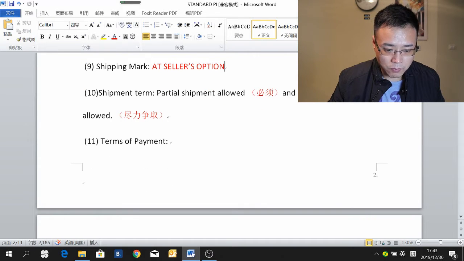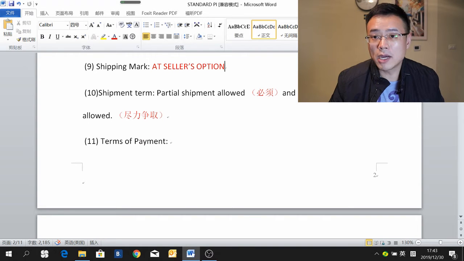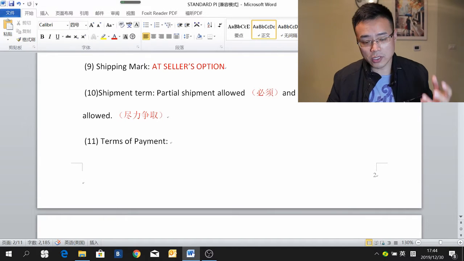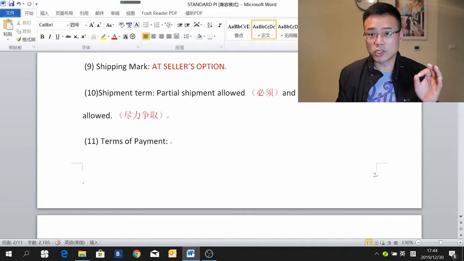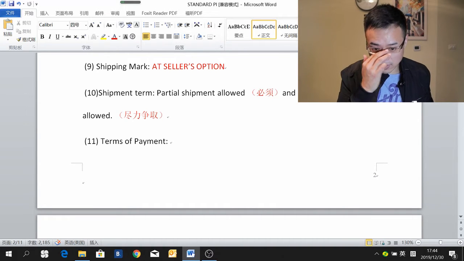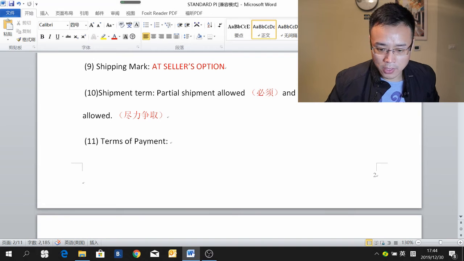Shipment term, partial shipment allowed. That's a mandatory term. You have to fight for it. Because with partial shipment allowed, you don't have to worry about less delivery. I have explained this risk in the LC. If you don't understand, just check my previous lesson on LC risk and management control.